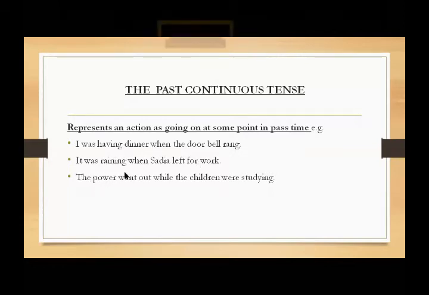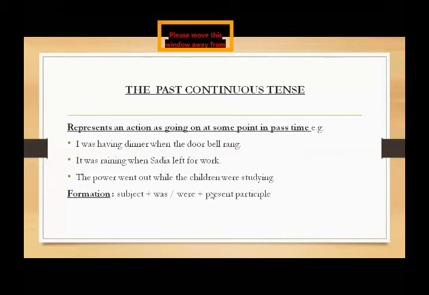The power went out while the children were studying. This is one more example. The power went out when the children were playing. Both actions were performed in the past. The formation is subject plus was or were plus the present participle, the ing form of the verb.